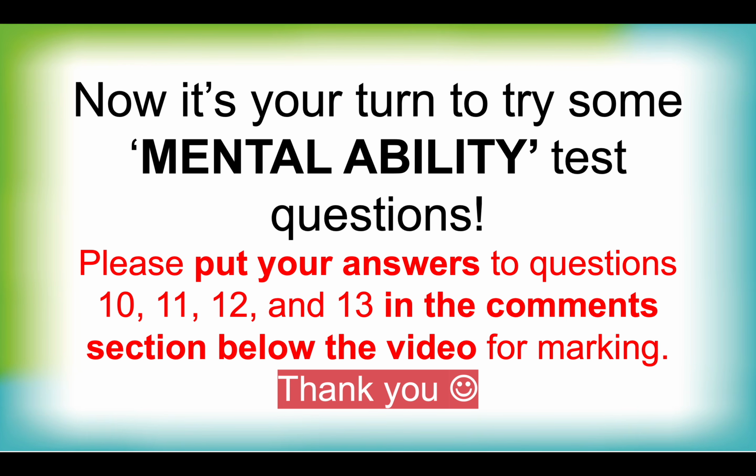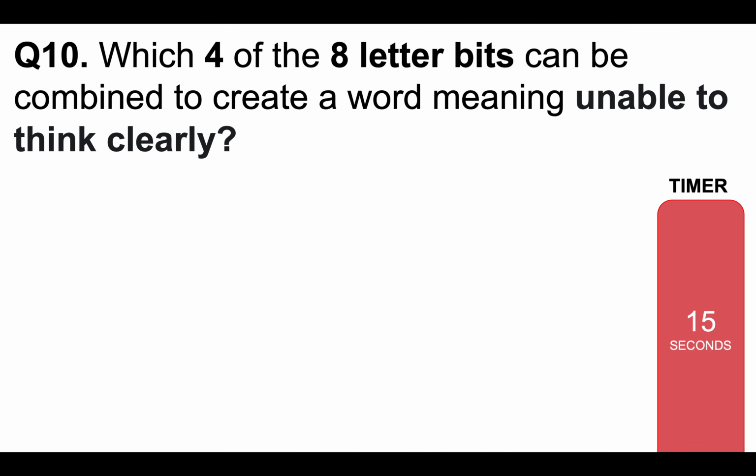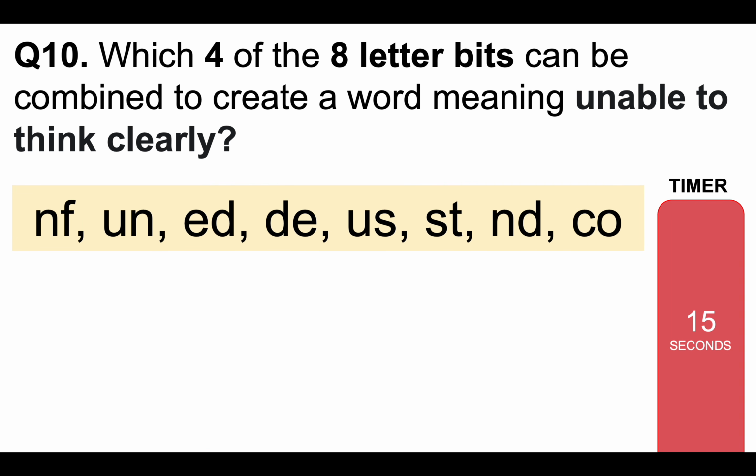Please put your answers to questions 10, 11, 12 and 13 in the comment section below the video for marking. Thank you very much indeed. Question 10. Which 4, it's 4 this time, not 3, 4 of the 8-letter bits can be combined to create a word meaning unable to think clearly? Here's your 15-second timer, guys. Tell me in the comment section your answer.